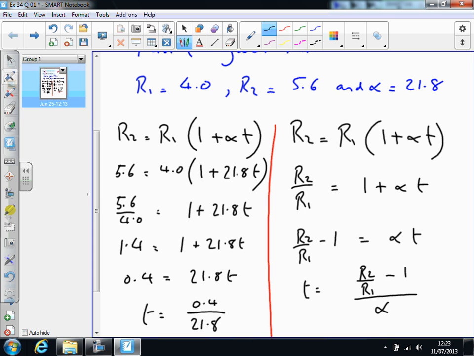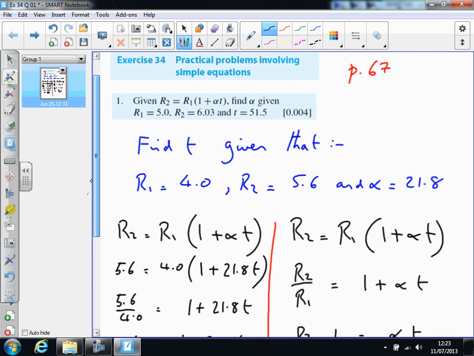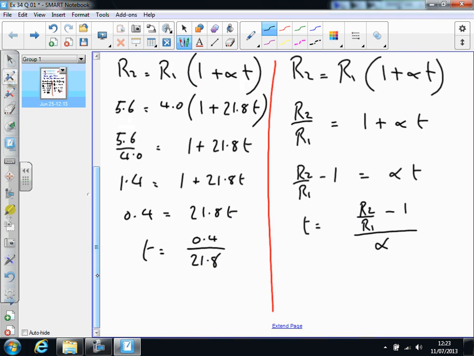Now you have a go at the original question, which asks you to find alpha. If you want, try it both ways. You should get the same answer both ways.